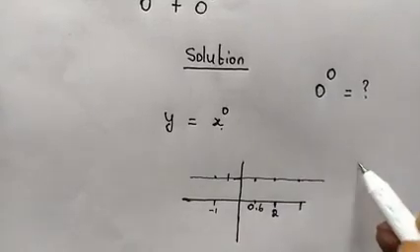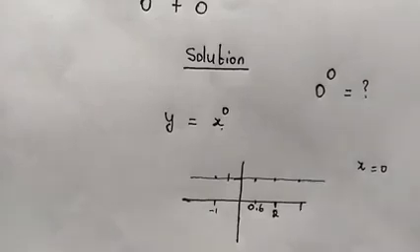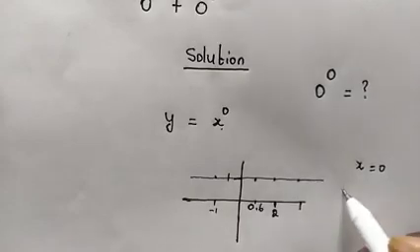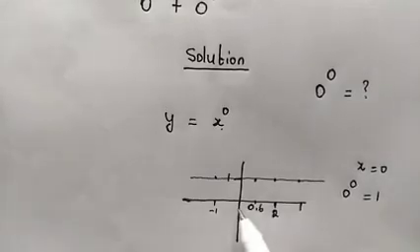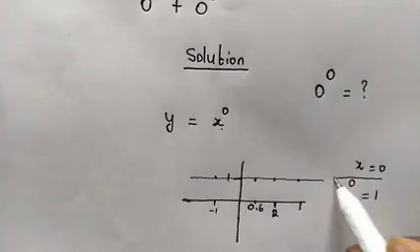Now let's think about when x is equal to 0. Then this is the point. So it seems like if x is equal to 0, then 0 to the power of 0 is also equal to 1 in this case. We can clearly see it. It seems like 0 to the power of 0 is 1.